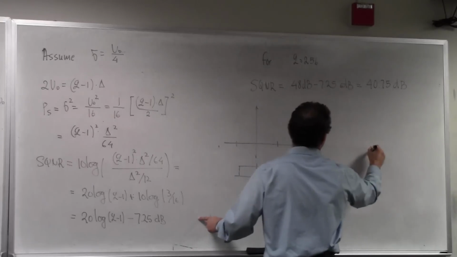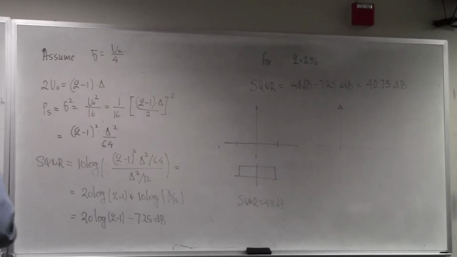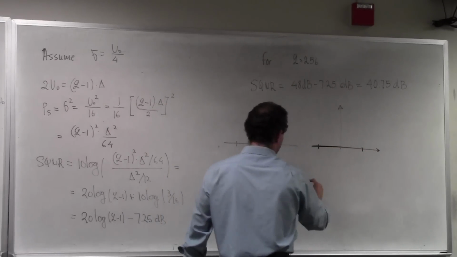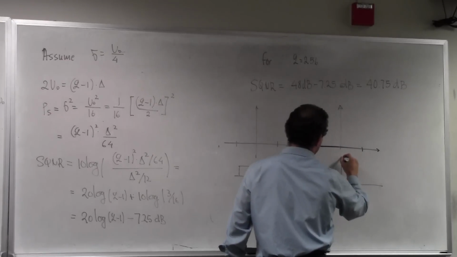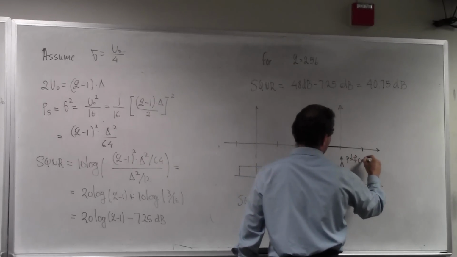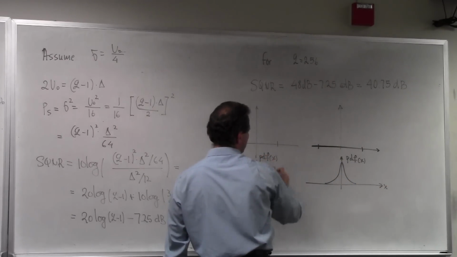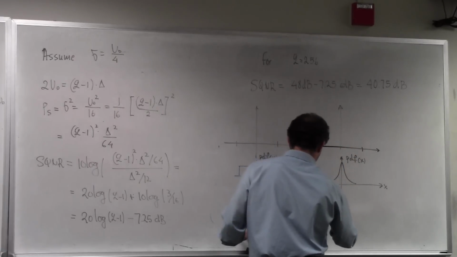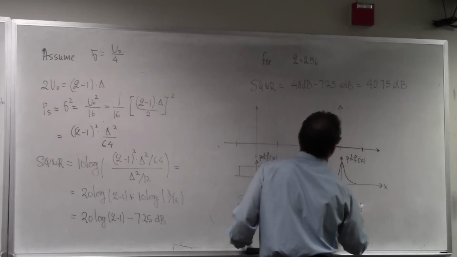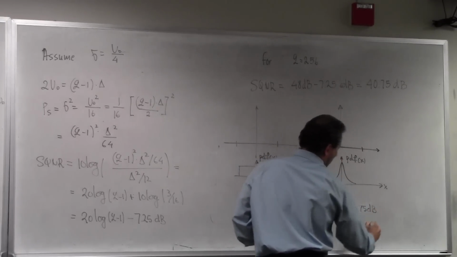Now, in the second example, this is my quantizer. Again, I have a signal, this is my range, but now the signal does not occupy the entire range. Mostly it is centered around the origin. So this is the PDF of X, and this is X. Now here, I end up with a signal to quantization noise ratio equal to 40.75 dB. Why is this the case?